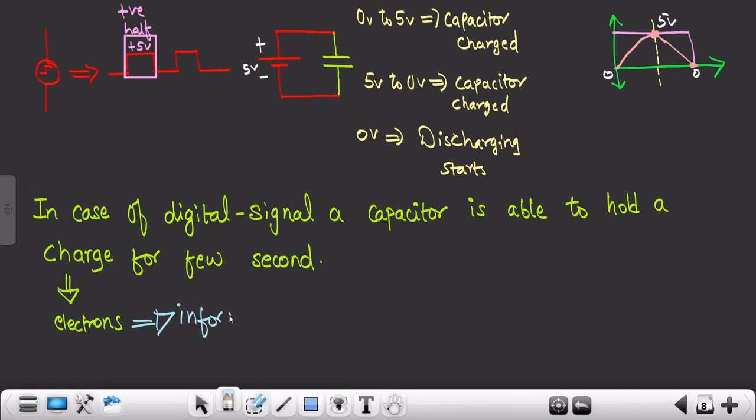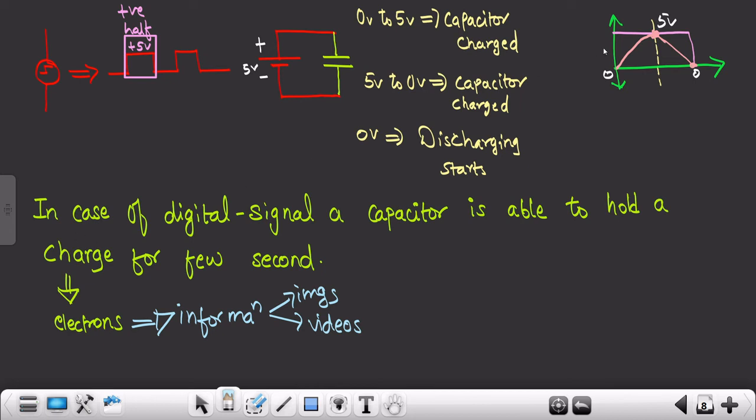This information can be in the form of images. The amount of electrons that the capacitor is holding signifies what exactly the storage is, but I'm not going to explain that part. Information can be in the form of images, videos, etc. I hope you understood how in digital electronics we are able to store information, or hold the charge, or basically how digital electronics plays a significant role as far as storage is concerned.